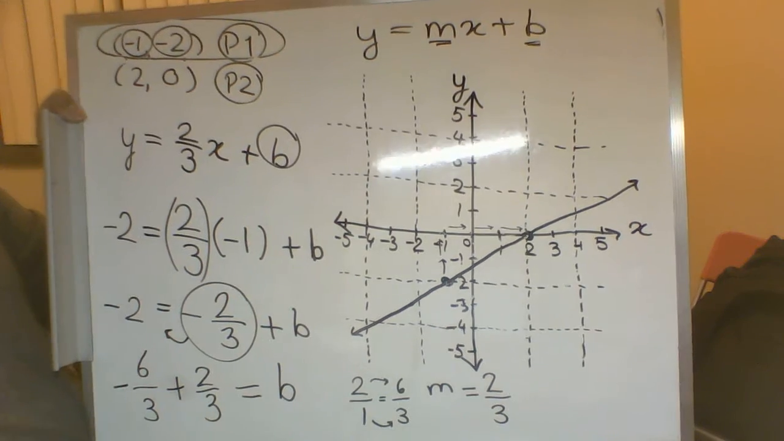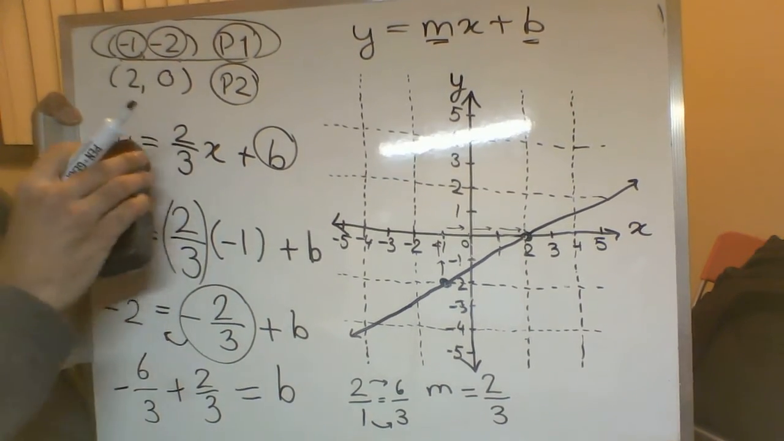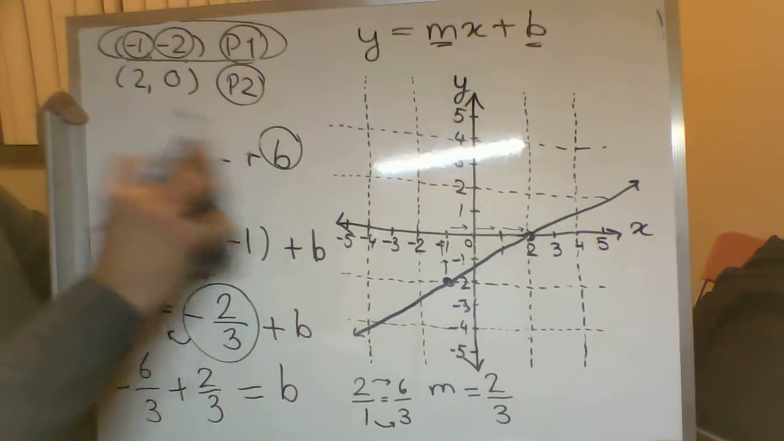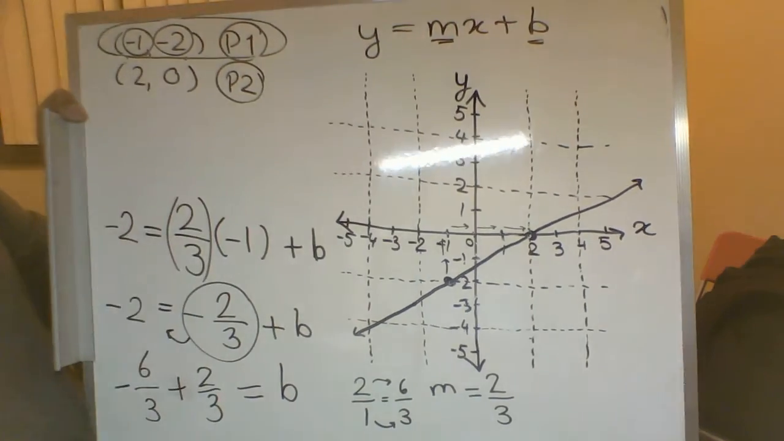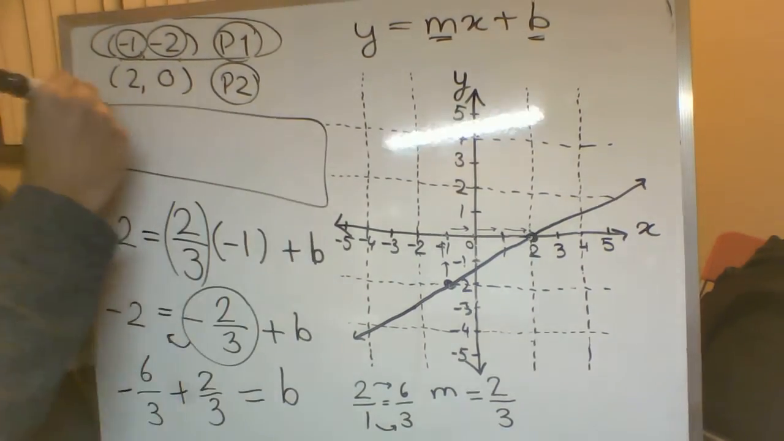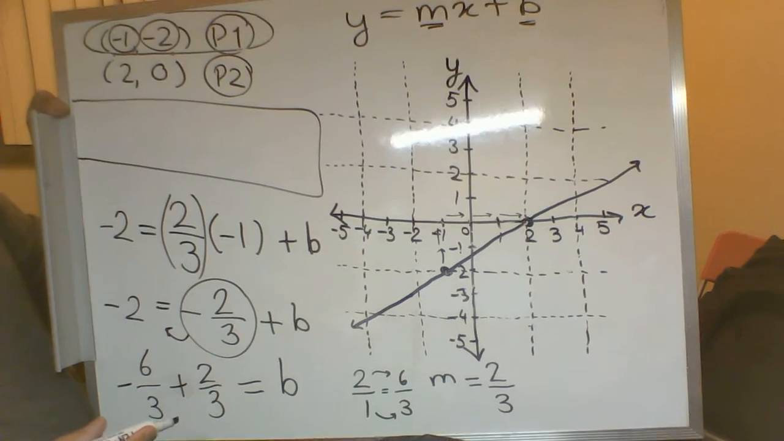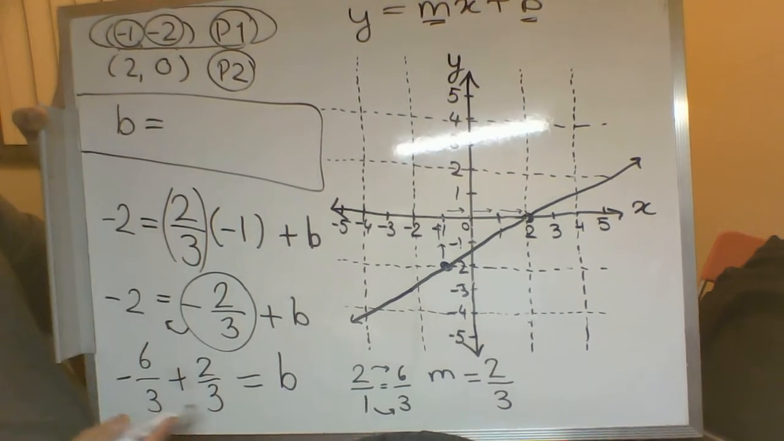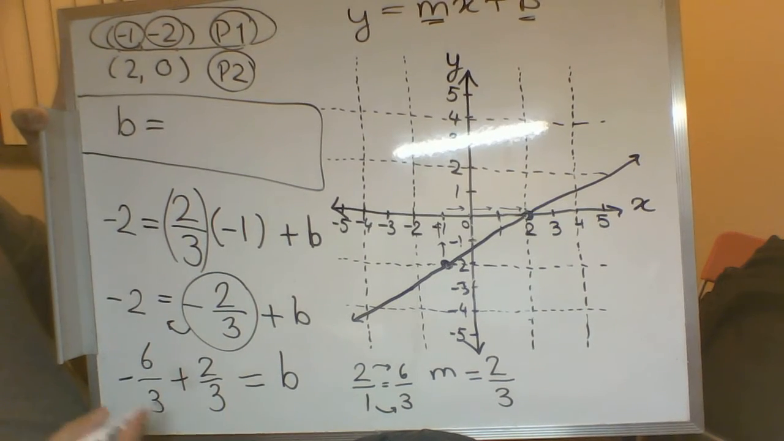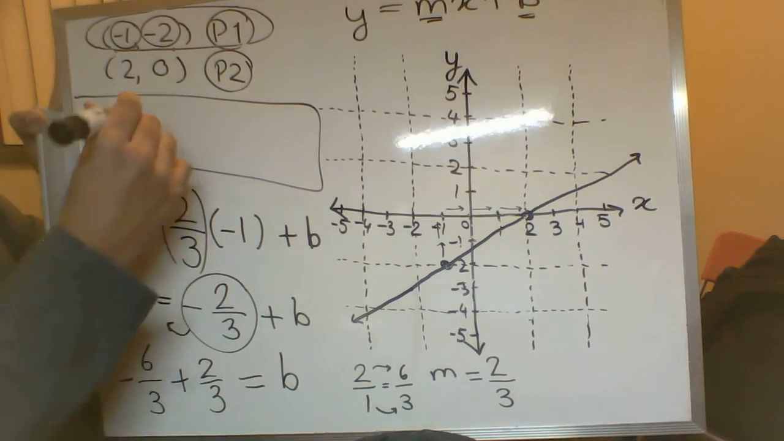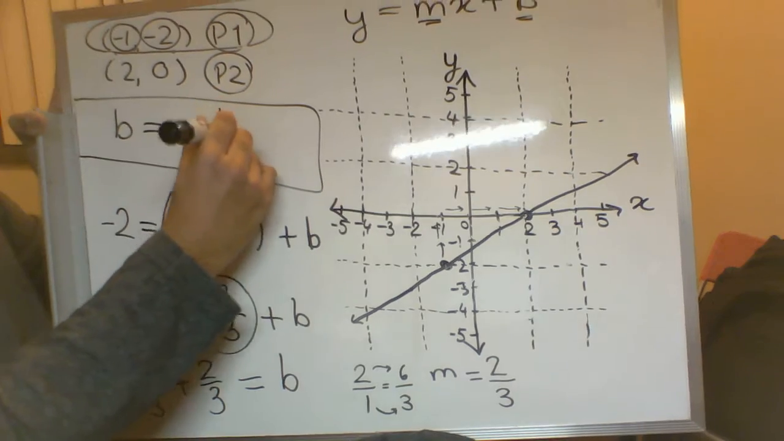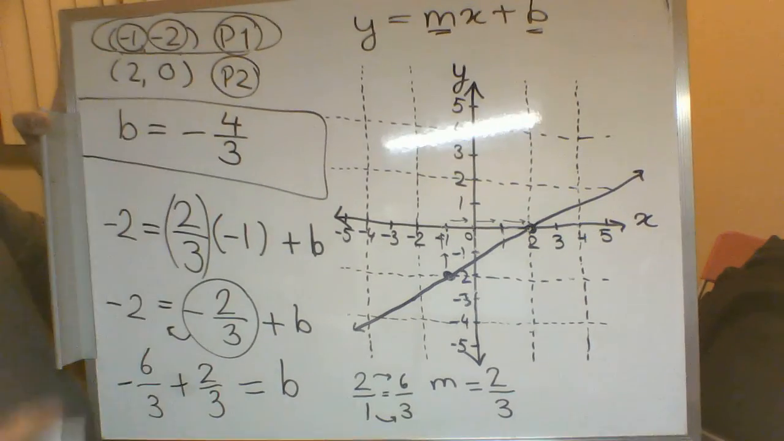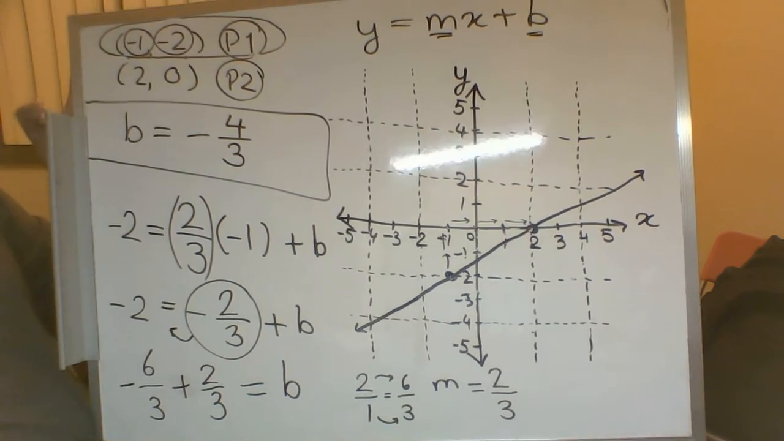I'm running out of room down here at the bottom of the board, so I'm going to have to go up and erase maybe this starting line, and we'll go back into this space over here, and this will give us our value for b. If you go ahead and do that addition, you will get that b is equal to negative 4/3, or negative 4 over 3.